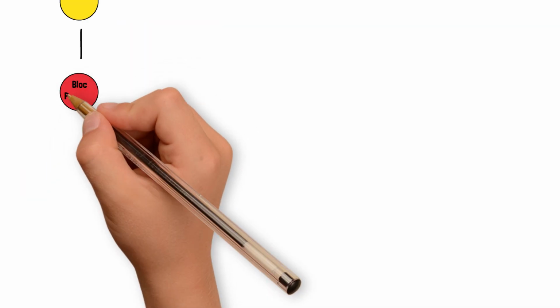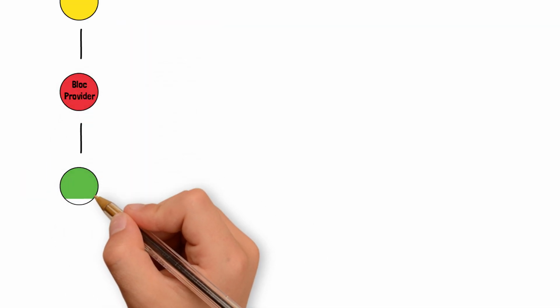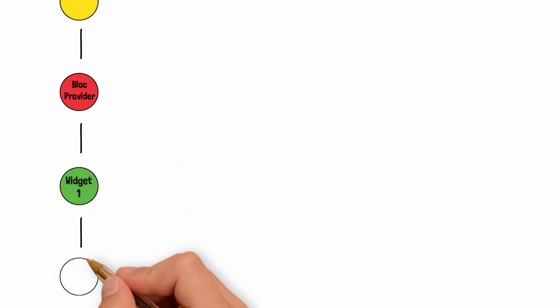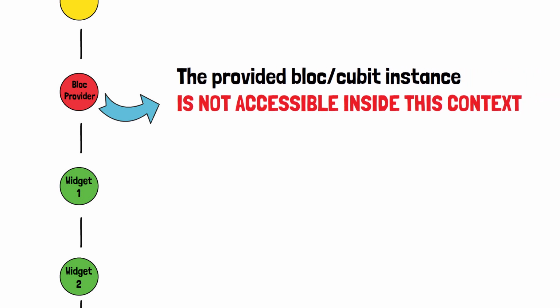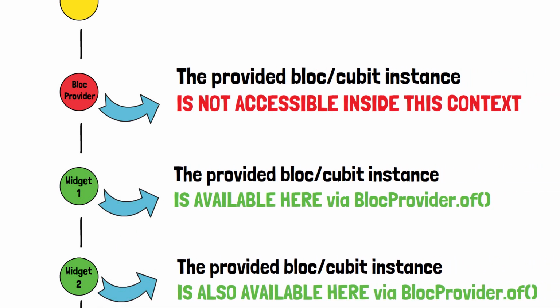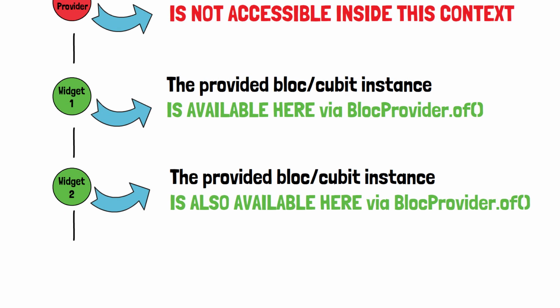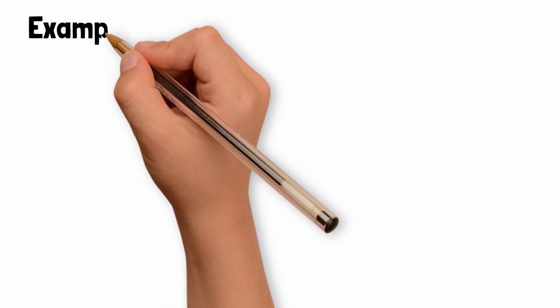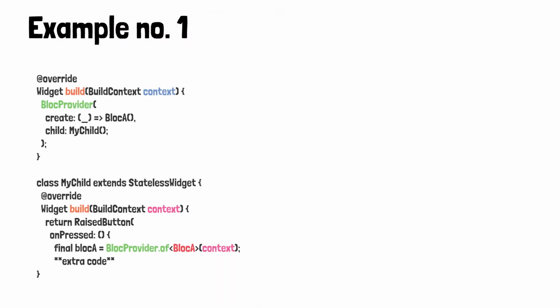Another thing you need to understand is that you cannot access a bloc or cubit instance from the same context in which it was provided, so you must ensure BlocProvider.of is called within a child build context. To analyze this theory in more detail, here are 3 examples you need to understand. So, first example.